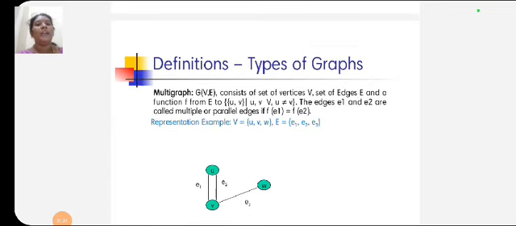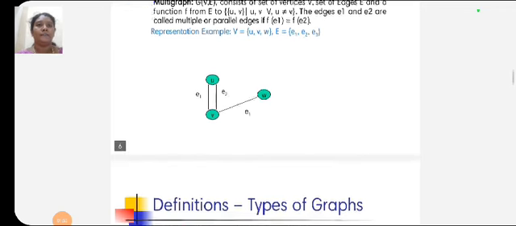Multigraph. If a graph has parallel edges, then it is said to be a multigraph. So here we have 3 vertices and 3 edges, but the edges E1 and E2 are represented between the same pair of vertices U and V. So we have parallel edges here. So this graph is a multigraph.